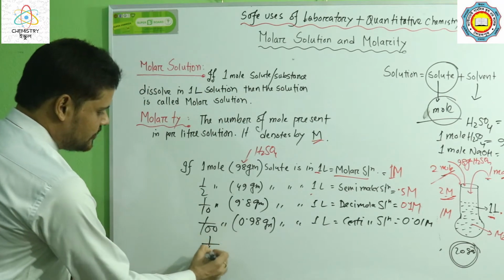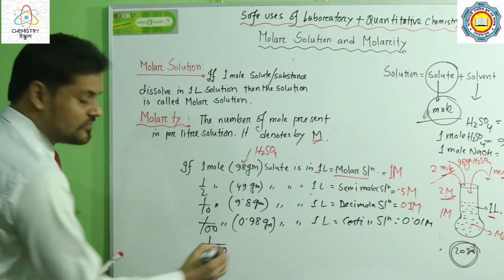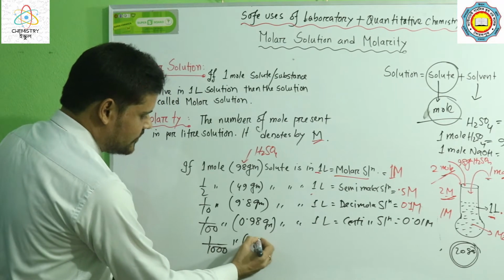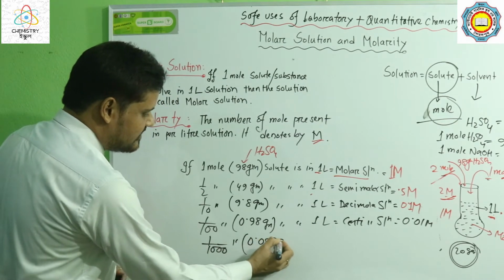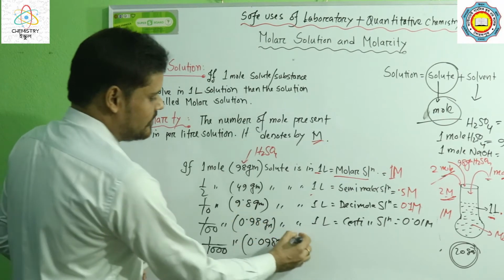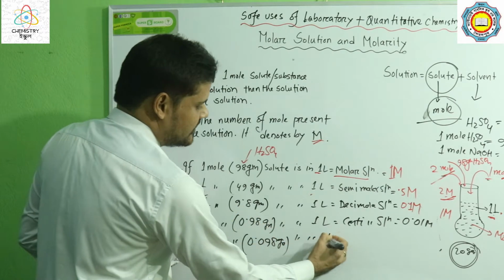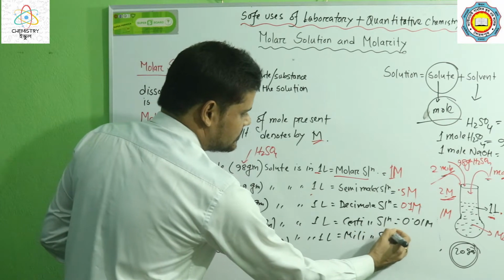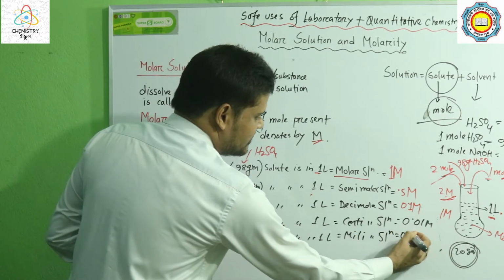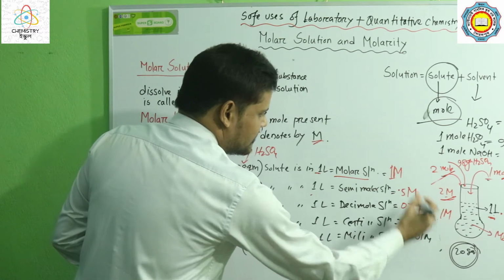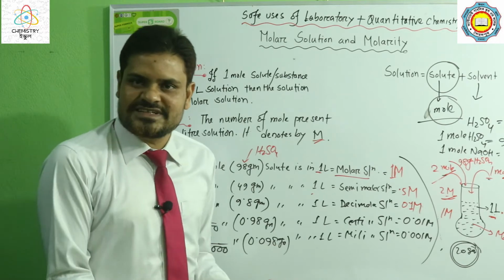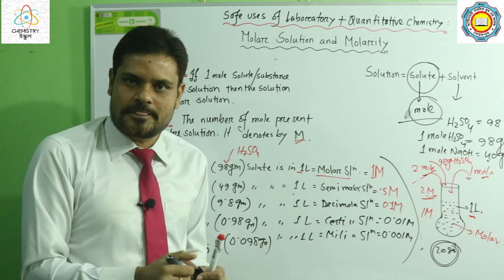And finally, if we dissolve 1/1000 mole of substance, I mean for sulfuric acid 0.098 gram, if we dissolve this in 1 liter, then it will be the millimolar solution, and molarity will be 0.001 M. Dear learners, these are the fixed molar solutions, and the molarity is also fixed there.